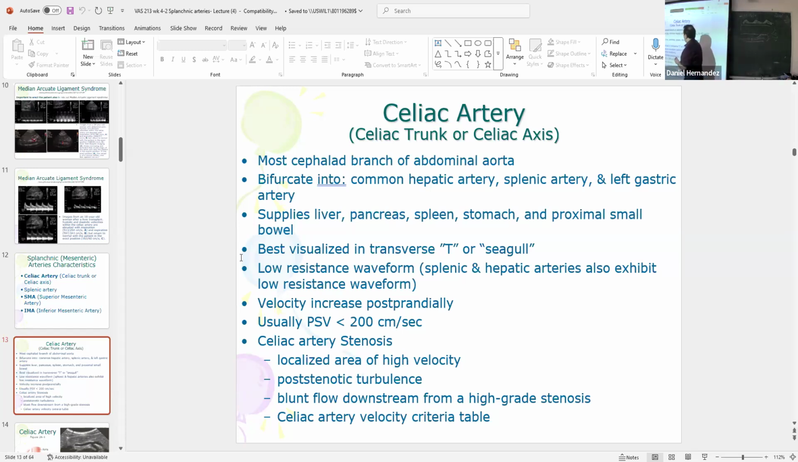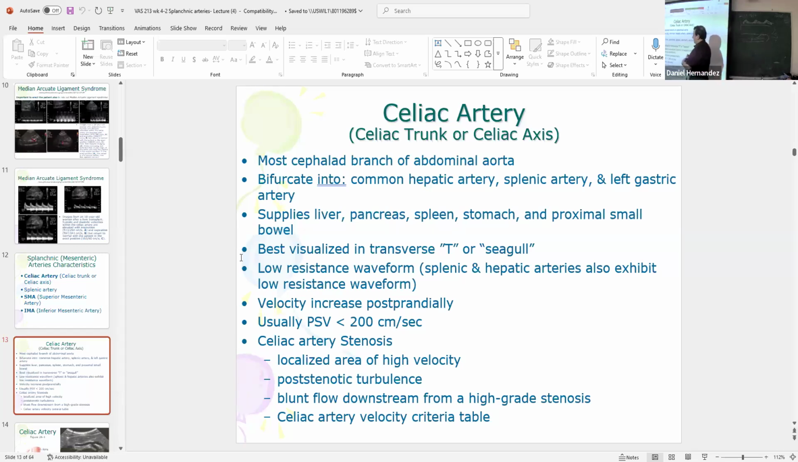The organs that the celiac artery supplies: it goes out to the liver via the common hepatic. Branches off the common hepatic also supply the pancreas via the gastroduodenal artery. We also have the spleen via the splenic artery, stomach via the left gastric, and the duodenum as well, and a small portion of the bowel.